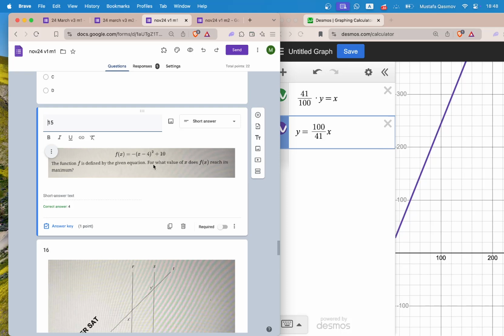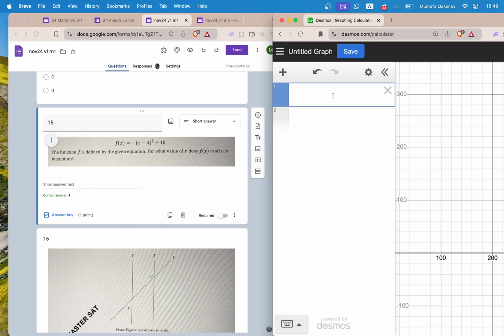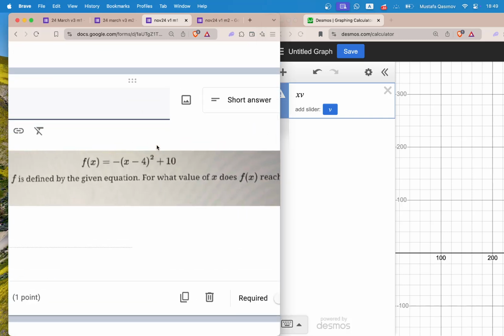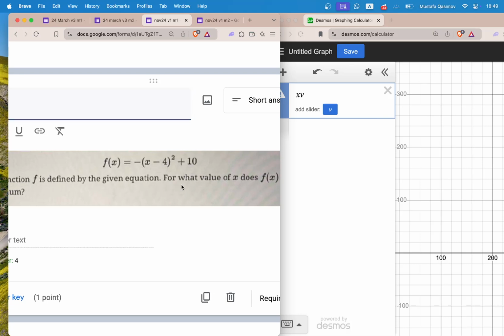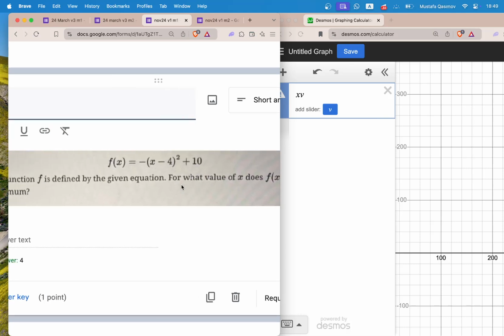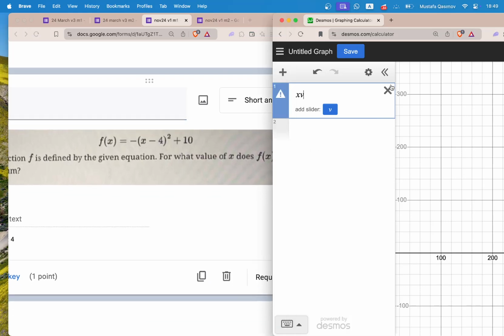For this question, it says for what value of x does f of x reach this maximum? When you have these sentences, it means that it asks x vertex. And for x vertex, it is positive 4. You have to make inside of this bracket equal to 0. X minus 4 is equal to 0, x is equal to 4. But if it asks what's the maximum value of f of x, it will be 10.